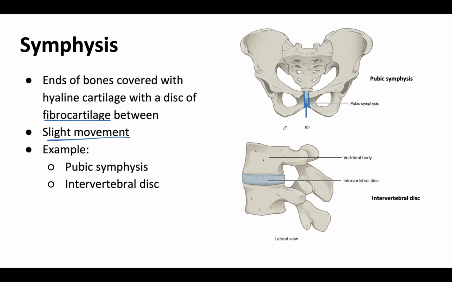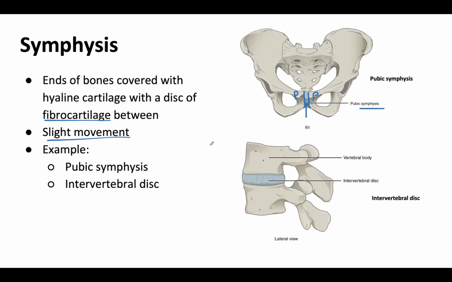There are two pretty common examples that are often cited for symphyses. The first is going to be a pubic symphysis. It has it right there in its name. This joint is located between the two pubic bones, the pubic portions of the hip bones. And so it's going to form that anterior portion of the whole pelvic girdle.